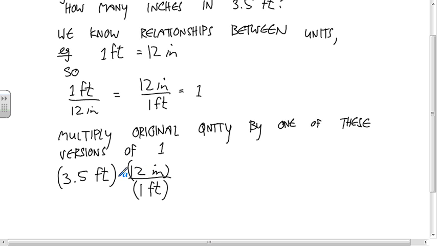Because we're thinking of these units as algebraic variables, the feet cancel. And you end up with 42. The only thing left after the feet units cancel is inches. Okay.